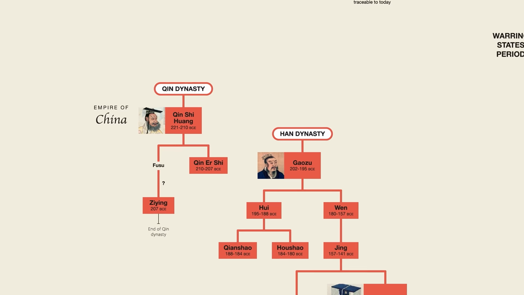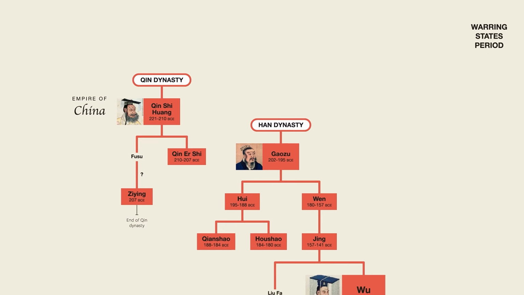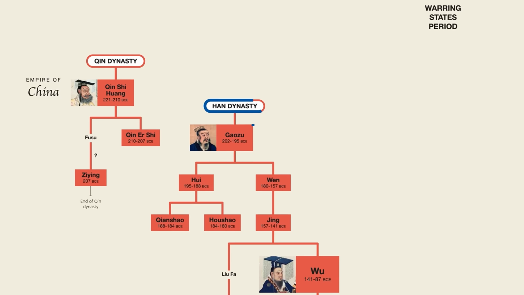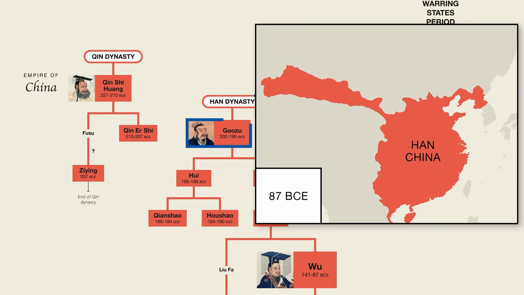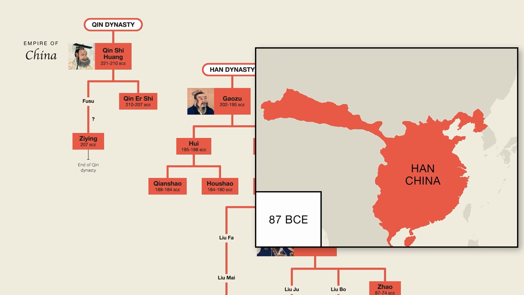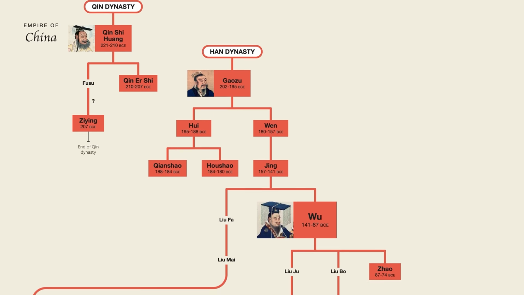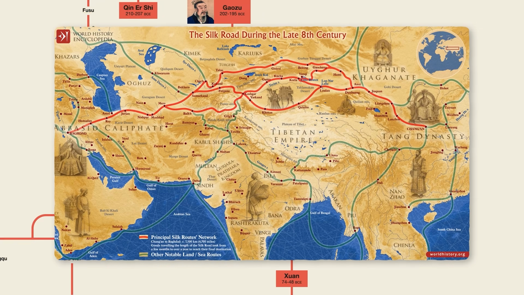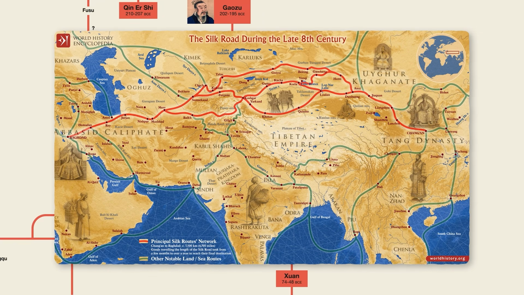So within a decade of the first emperor's death, a new dynasty took over, the Han dynasty, founded by Emperor Gaozu. It would go on to last for about 400 years and is considered to be China's first golden age. Its most famous ruler is Emperor Wu, who established the Silk Road connecting China to India, the Middle East, and Europe for the first time ever.